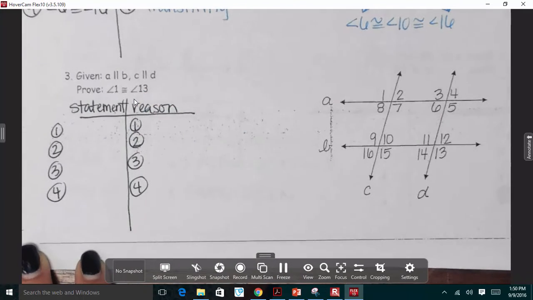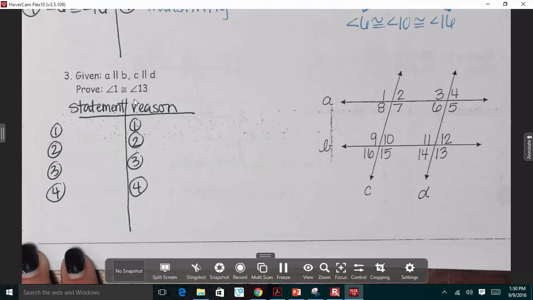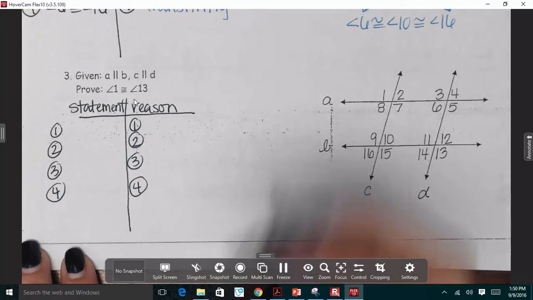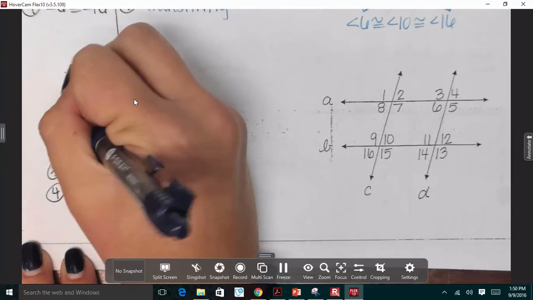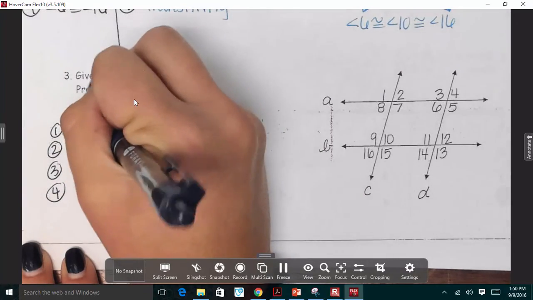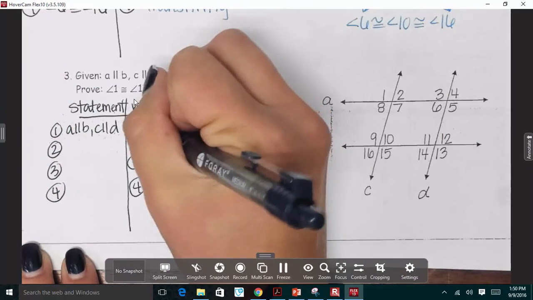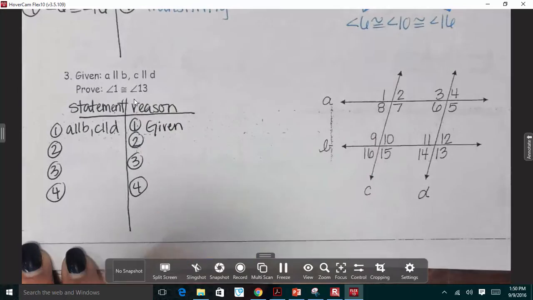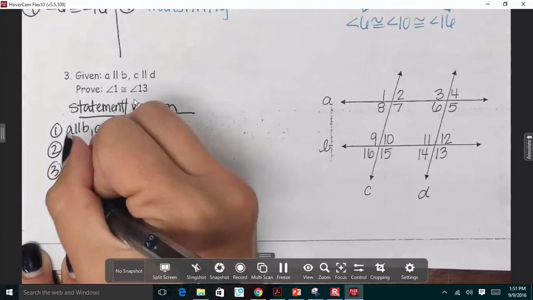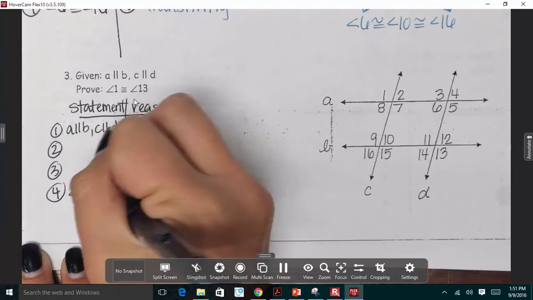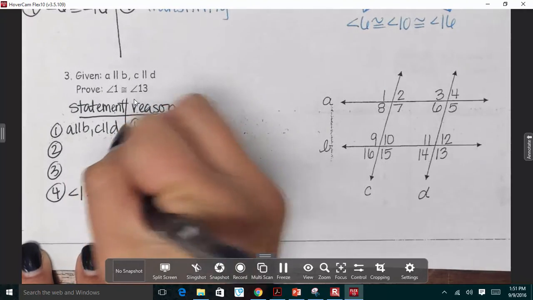What is my very first step, Sophie? The given. So I'm going to write A is parallel to B, and C is parallel to D, and that's because it's given. Okay, and then step 4, Rachel Mal, what would I put there? My proof. So angle 1 is congruent to angle 13.